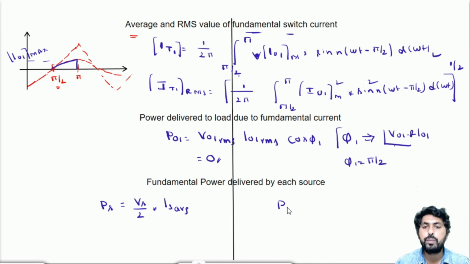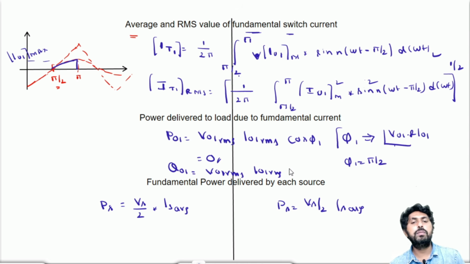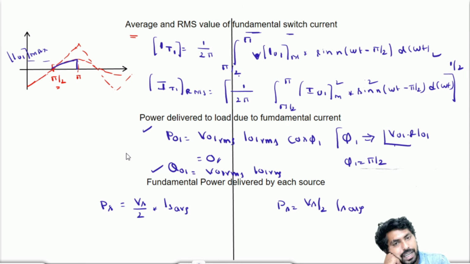So here also, Ps equals Vs by 2 into Is average. If I find the fundamental reactive power, Q naught 1 will be V naught 1 RMS into I naught 1 RMS into sin phi 1, where phi 1 equals pi by 2, so it will be 1. So this is Q naught 1 and P naught 1. This is how we will calculate the different parameters regarding the pure inductive load.